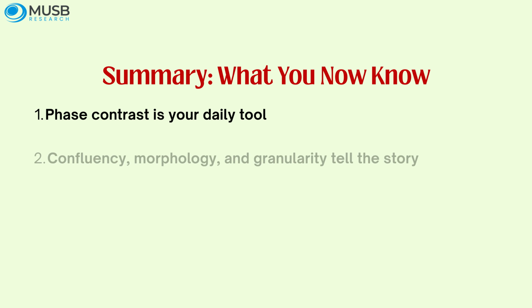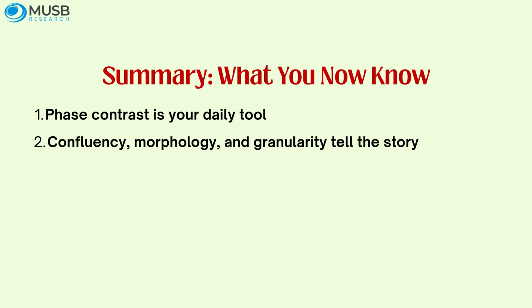Two, confluency, morphology, and granularity tell the story. Cells communicate their status through appearance. Flat, spread, crisp-bordered cells with visible nuclei are happy cells. Rounded, granular, vacuolated cells are stressed cells. Dark, shrunken, detached cells are dead cells. Tiny, uniform, rapidly multiplying particles are a contamination emergency. Learning this visual language is the single most transferable skill in cell culture.